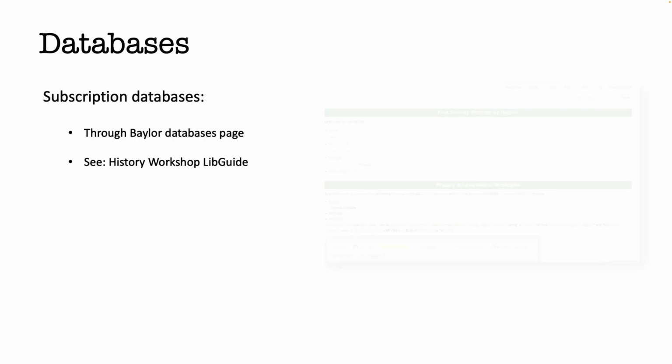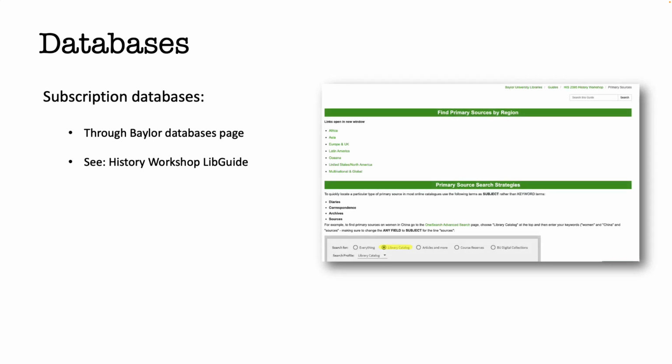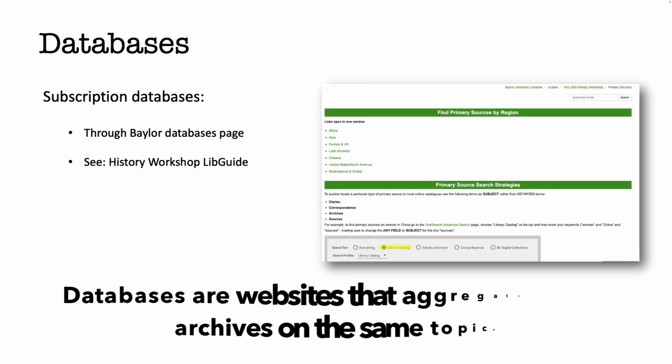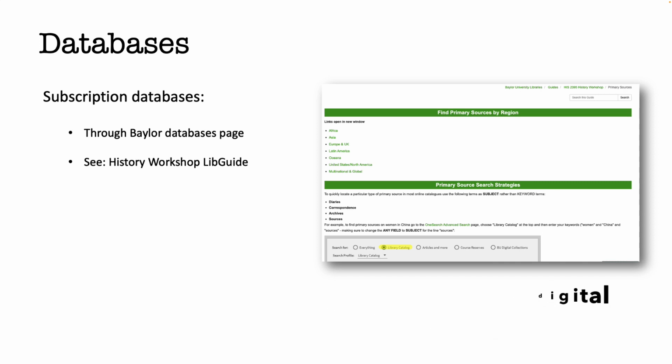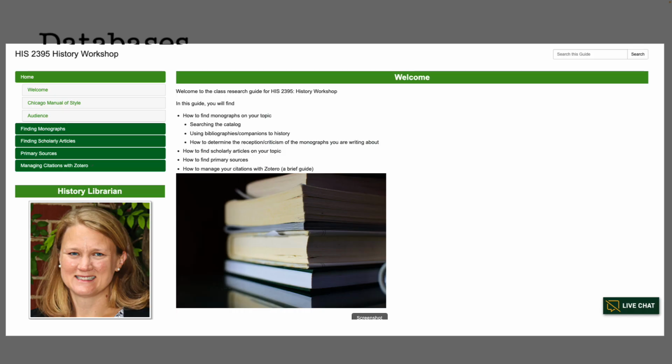Finally, there are databases. And remember, databases are essentially websites that aggregate digital archives together. Baylor University has a bunch of subscription databases that you have access to as a Baylor student. The way to find these is really simple. First, you can just go to the History Workshop Library Guide. There will be a portal there to accessing databases through Baylor, and it's a really easy way to get started with your research.